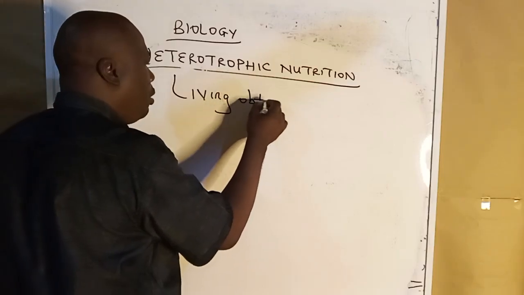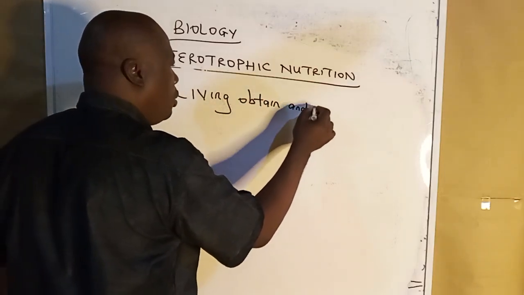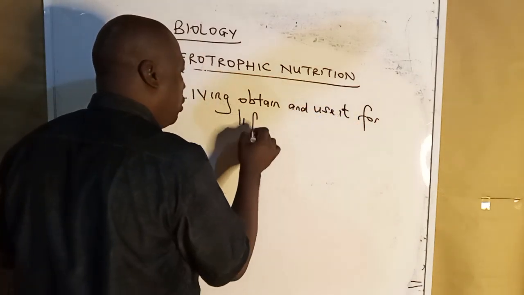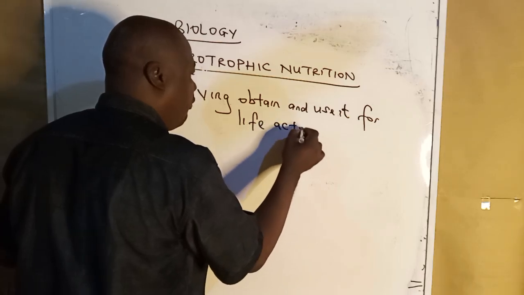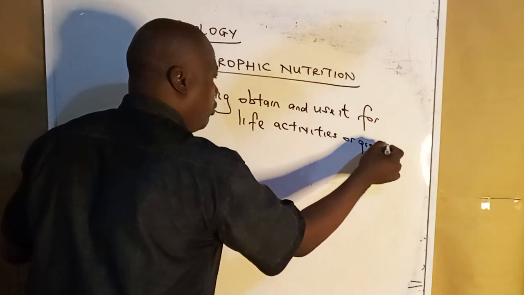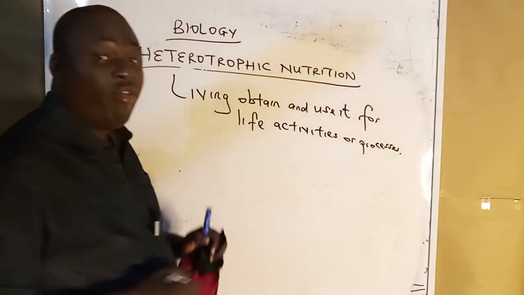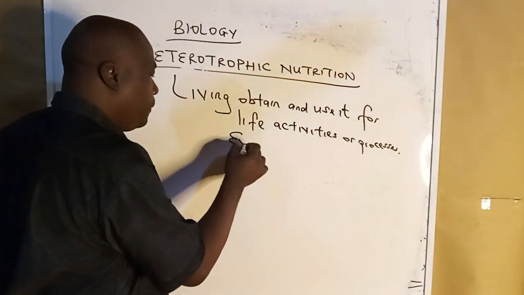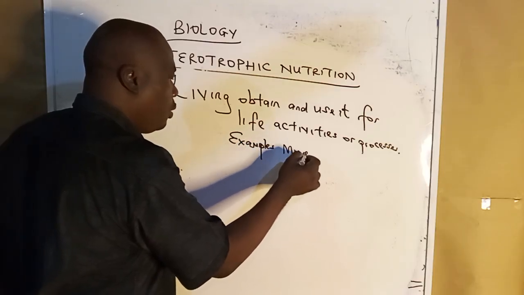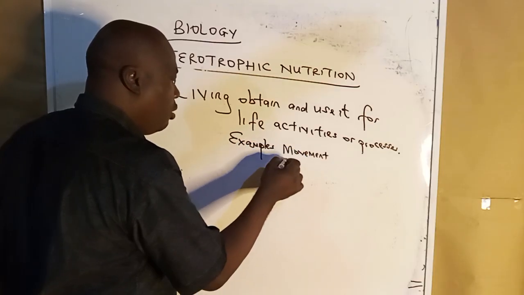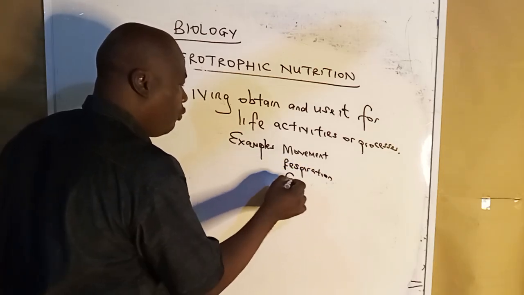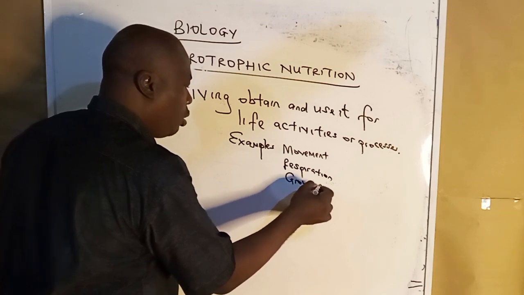Living organisms obtain food and use it for life activities or processes. What are examples of the life activities? Examples are movement, respiration, growth, etc.